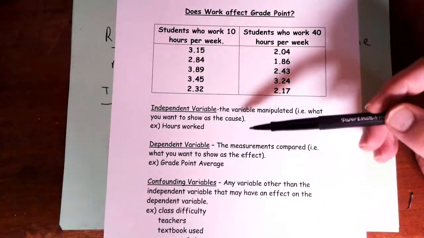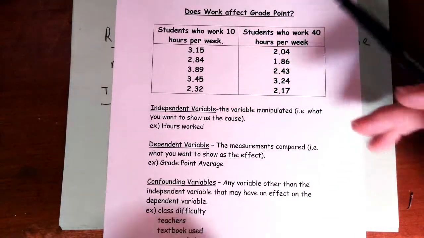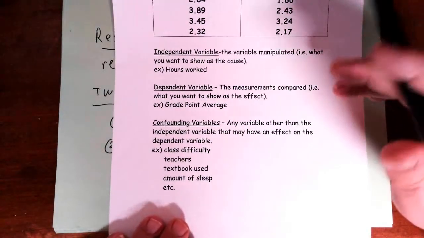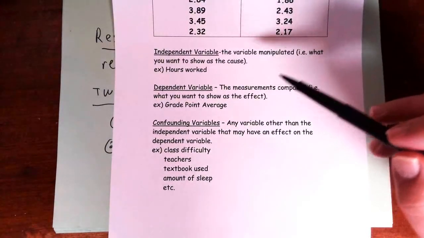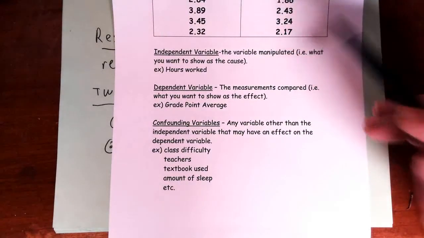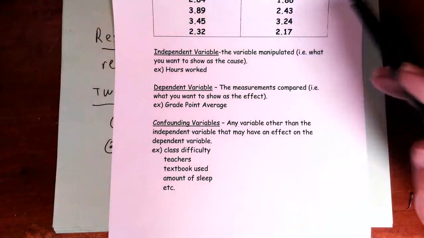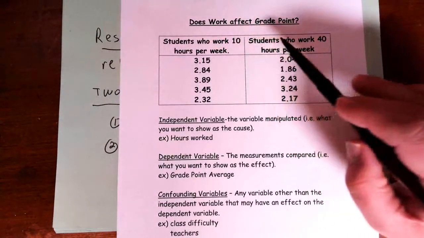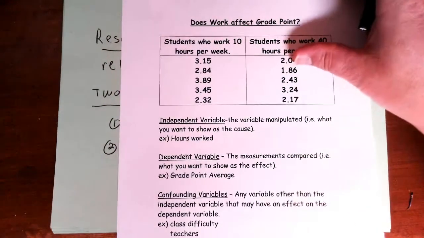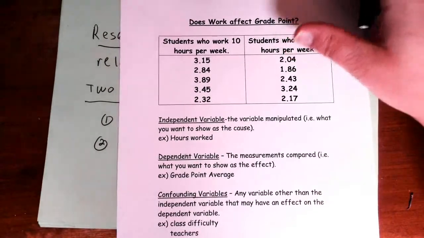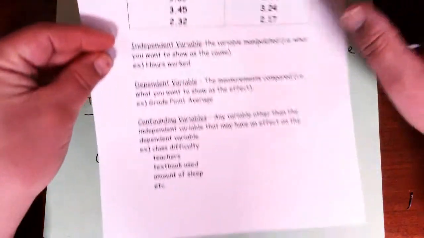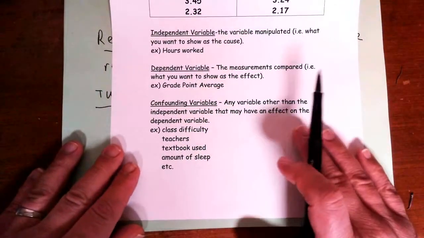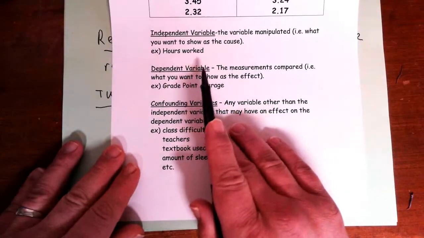So there's an independent variable, dependent variable, and confounding variables in an experimental study. So the independent variable is the variable that you want to show as the cause. So in this case, it's the number of hours that they work per week. So the independent variable is the variable up here at the top, if you diagram the study in this way. Okay, so it's this variable that you manipulate, the number of hours that they work. Okay, and it's the thing you want to show as the cause.